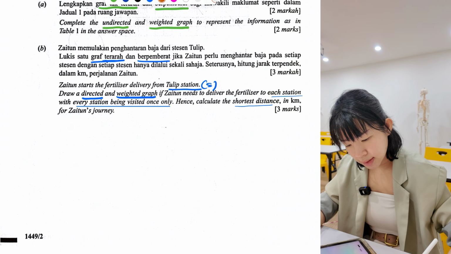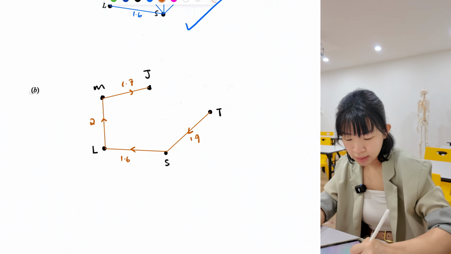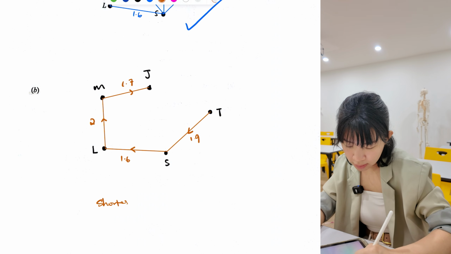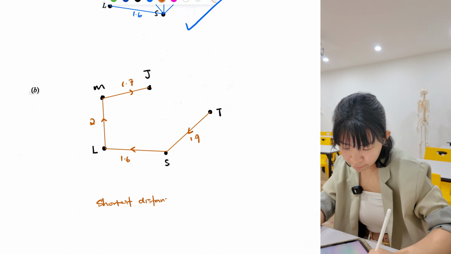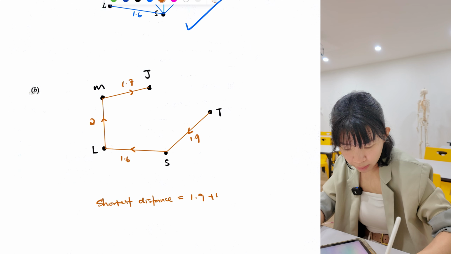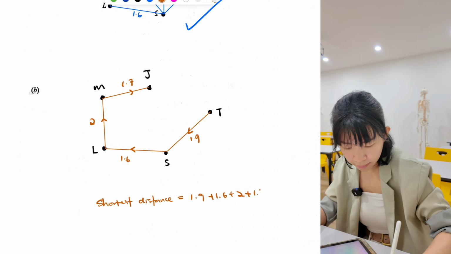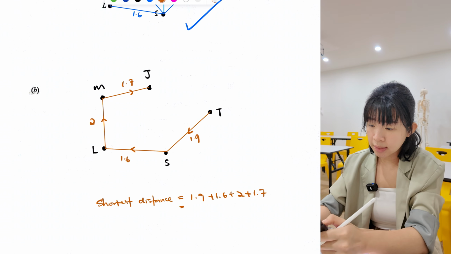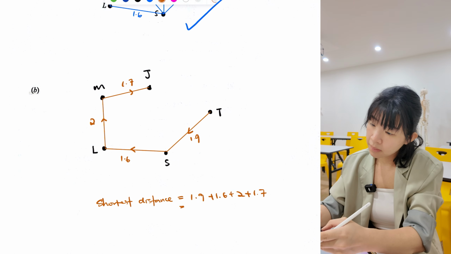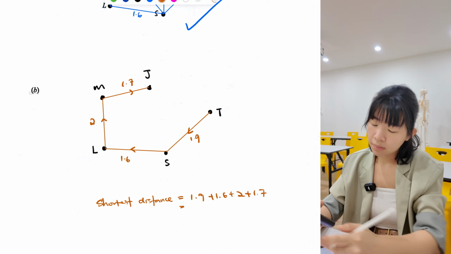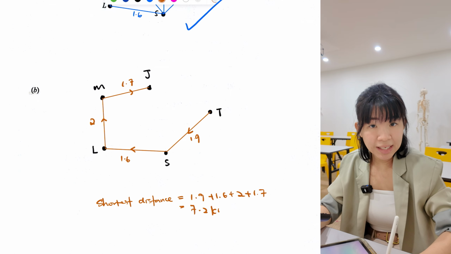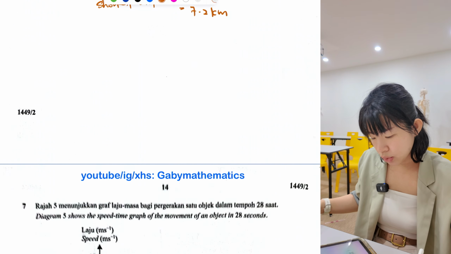The question asks us to calculate the shortest distance. So add everything up: 1.9, 1.6, 2 and 1.7. At the end, the answer is 7.2 km. Alright, let's go to question 7.